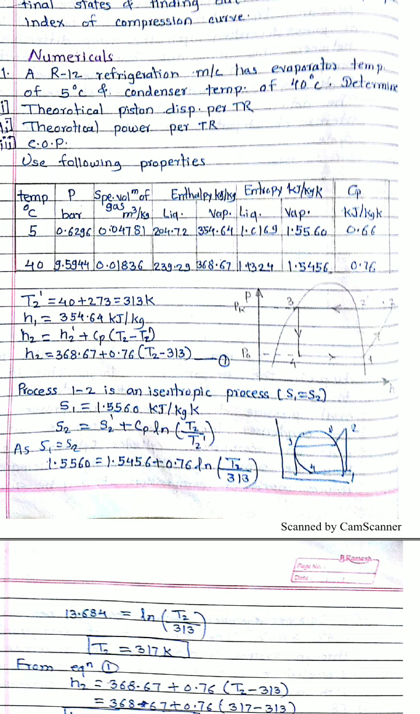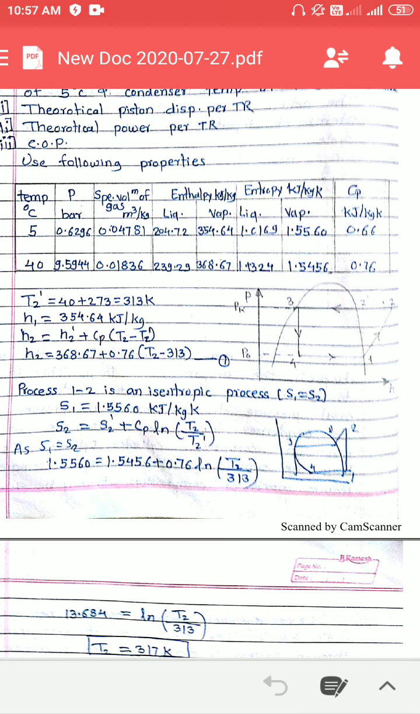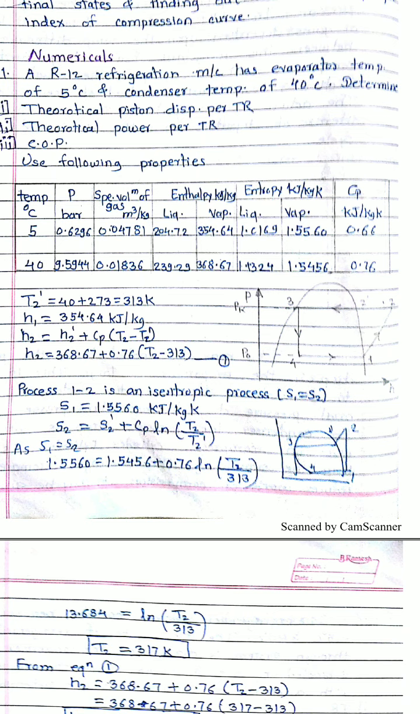Now we will take next the enthalpy at 1, means H1 is given. What is H1? Point 1 is at the evaporator pressure line and the evaporator temperature is 5 degrees Celsius. So for 5 degrees Celsius, point 1 is at the saturation vapor line.